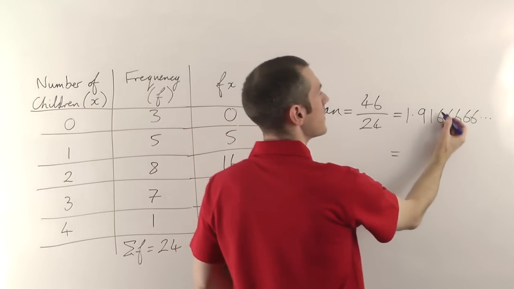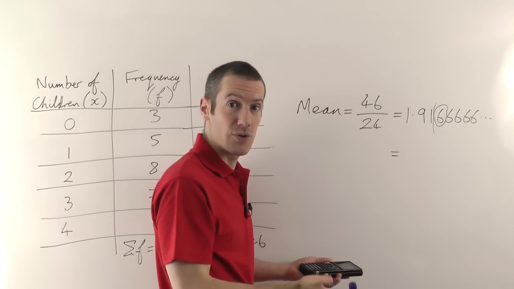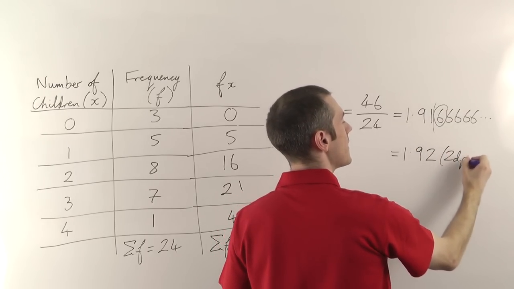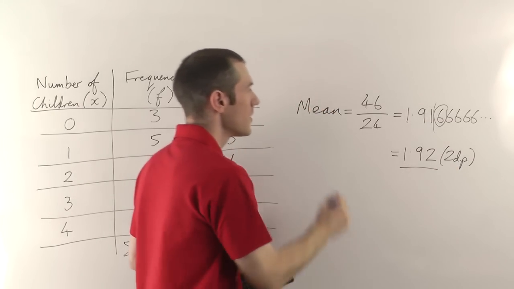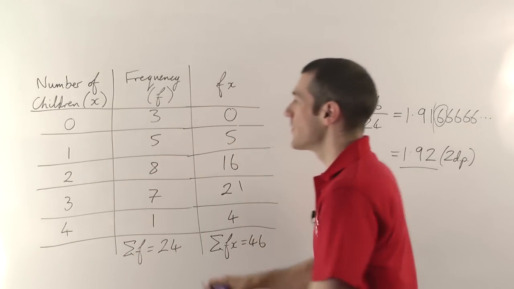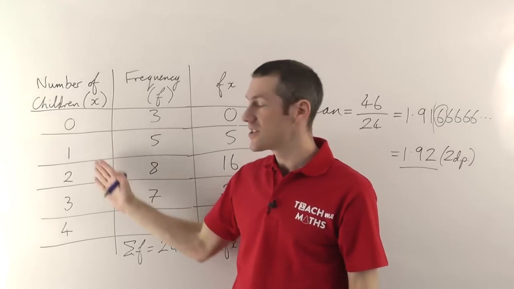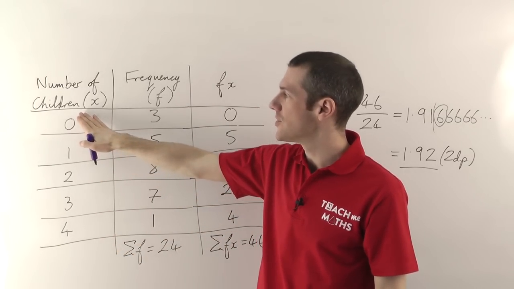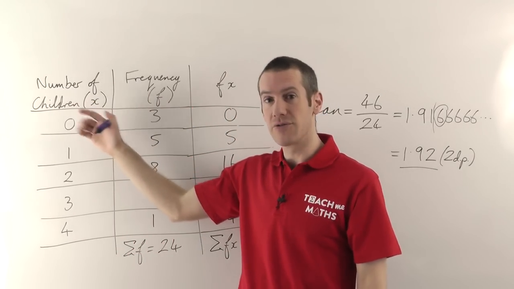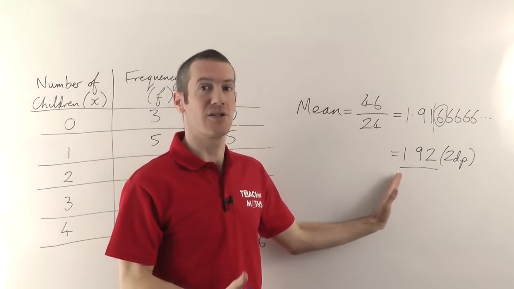So two decimal places, your line would go there, look at the next one, it's five or more, which means this one has to go up, it goes up to a two. So to two decimal places it's 1.92, and you should specify the accuracy, you should say how many decimal places you've rounded to. So the mean here is 1.92. 1.92 what? Well, if you go back to the context here, we asked all of these families, from our long list of numbers, how many children each of them had. And the mean always refers to what you asked. So this 1.92 is the mean number of children in each family. That means an average family from our group that we asked have got 1.92 children.